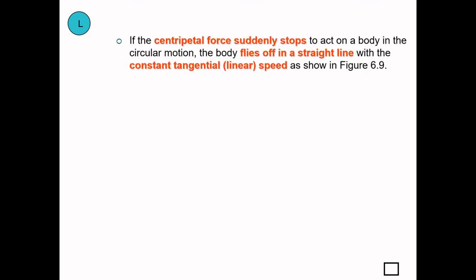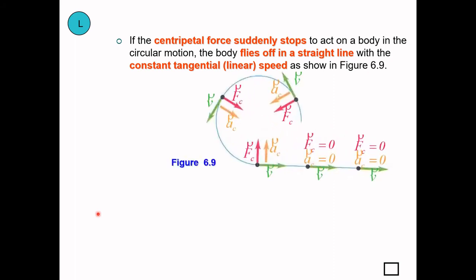If the centripetal force suddenly stops acting on a body in circular motion, the body flies off in a straight line with a constant tangential linear speed, as shown in figure 6.9. As we can see from this figure, this is the point where the centripetal force suddenly stops. Then, the body flies off in a straight line.